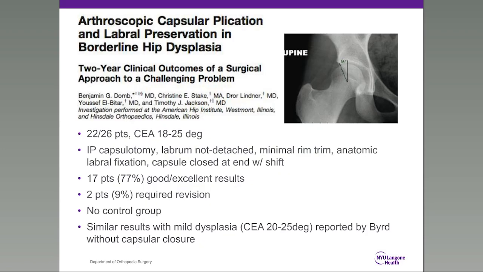So what are our results in the more modern literature compared to Parvizi's initial studies? What we learned from these case studies is that if you have a mild dysplastic center edge angle of 18 to 25 degrees, in this 2-year study, you do an interportal capsulotomy, you don't detach the labrum, you minimally trim the rim, you do an anatomic labral fixation, and you close the capsule, and you get pretty decent results: 17, or 77%, good to excellent results. Only 2 patients required revisions.